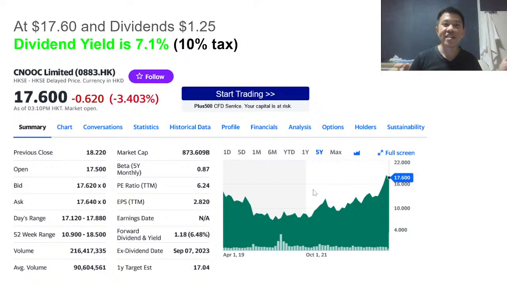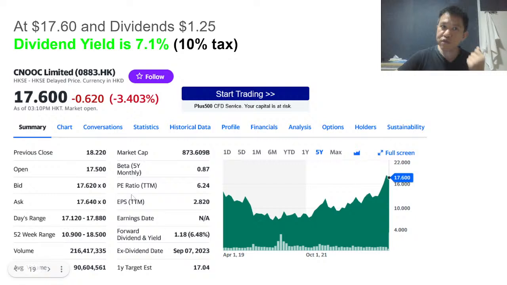Is not so correlated to the general market, or the correlation is related to the oil prices. That could be one reason why you want to have CNOOC in your portfolio to mirror the oil performance. But on top of that, you get dividend. So the dividend is very attractive.